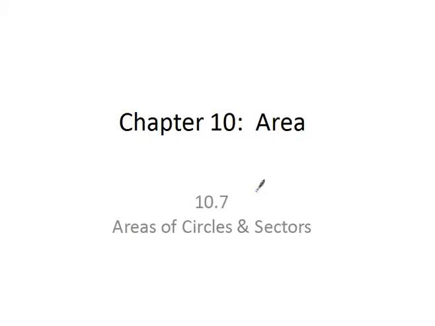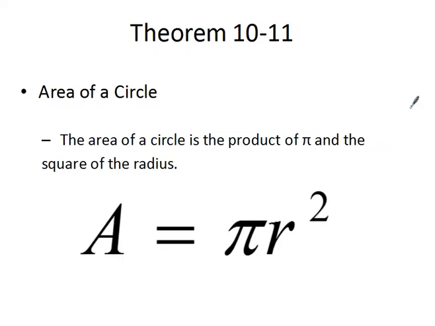All right, section 10.7. This is area of circles and sectors. So we're going to be dealing with area of circles this time instead of circumference. Okay? So another formula that you need to know, put a star by it, circle it, highlight it, whatever you need to do. Area equals pi r squared. We know that r is the radius, so you're going to square the radius first and then take it times pi.